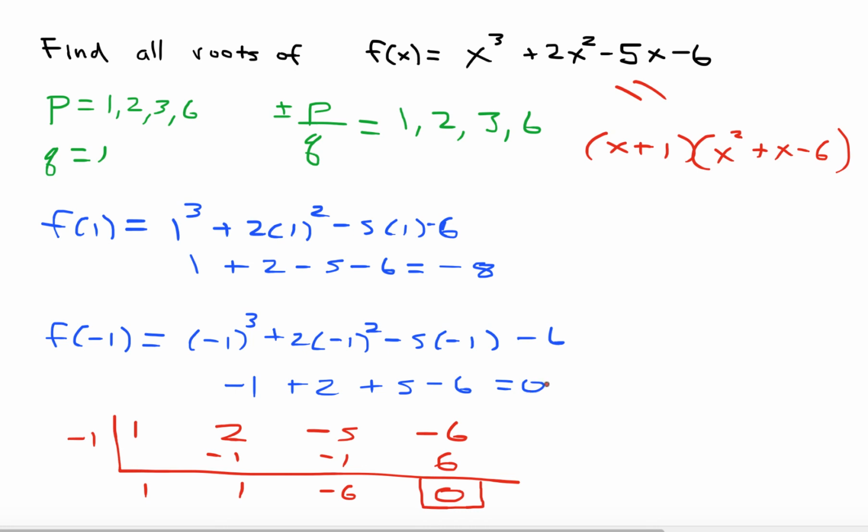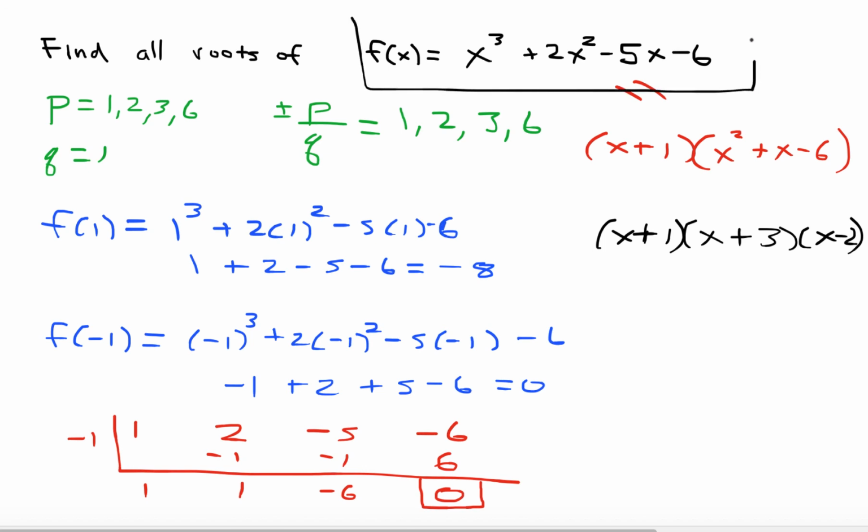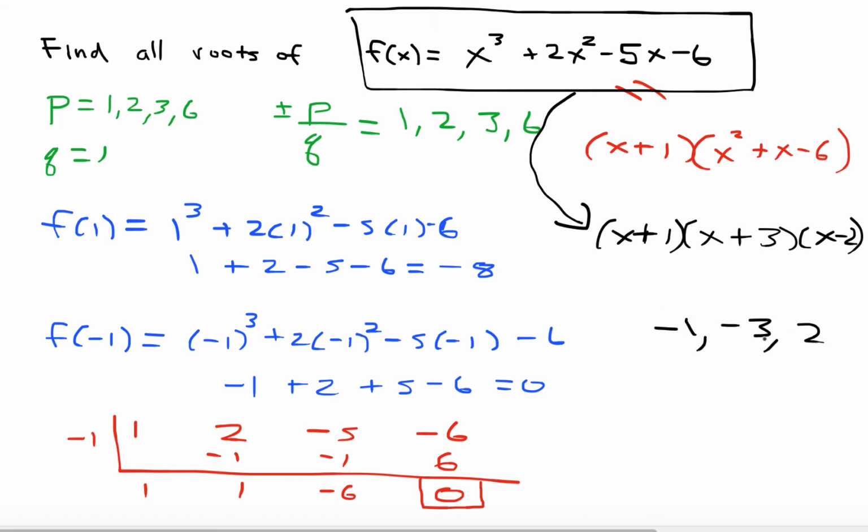So now, what are we left with? We are left with finding the solutions of this quadratic equation. And in this case, this one is factorable. So we should be able to find the solutions pretty straightforward here. So we'll factor this. And of course, we still have that x plus 1 factor. So what can we conclude? That this original polynomial can be factored pretty nicely into this guy right here. Which means that our 3 solutions are negative 1, negative 3, and positive 2.